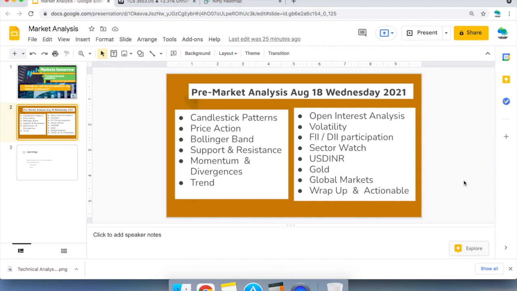I hope this gives you an understanding of how the market performed, and where we are. It gives a context on where we are, and then it helps you to plan for a better trade tomorrow.